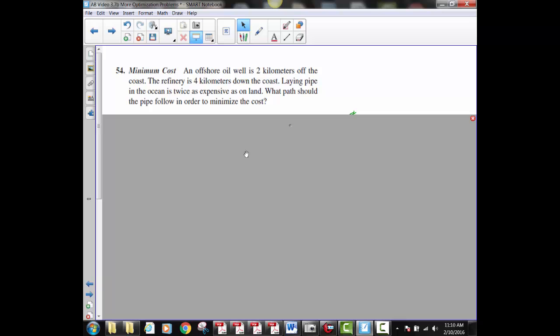Okay, this is the last and most difficult of the application problems, optimization problems. An offshore oil well is 2 kilometers off the coast. The refinery is 4 kilometers down the coast. Laying pipe in the ocean is twice as expensive as on land. What path should the pipe follow in order to minimize the cost? You too might be an engineer one day working for the oil companies and having to figure this out.